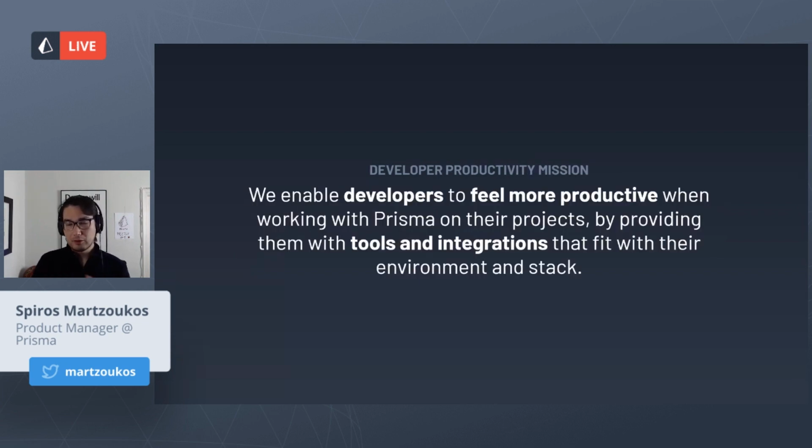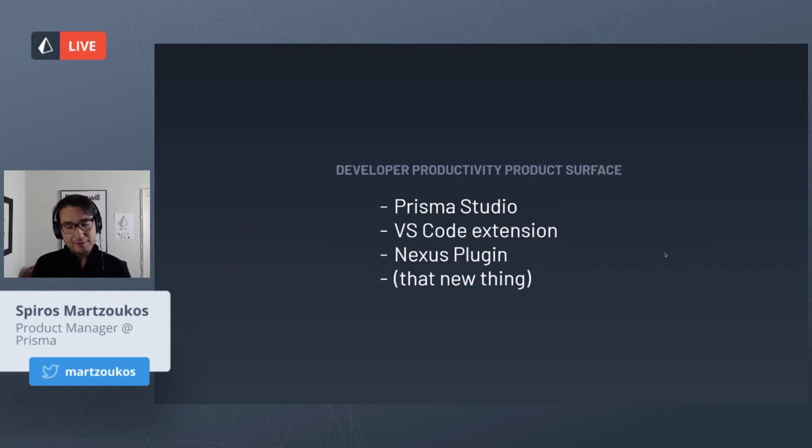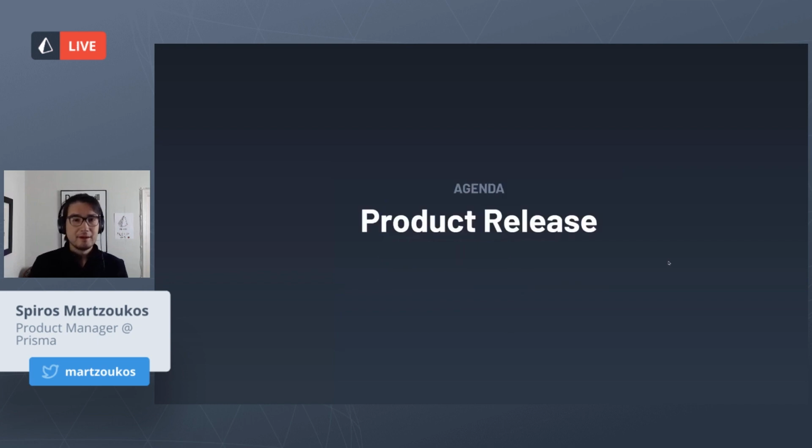Our mission, if I can connect the team with what I'm going to show you later, is that we want to enable developers to feel more productive when working with Prisma on their projects by providing them with tools and integrations that fit with their environment and stack. In more concrete terms, the products and features that we are maintaining and building are Prisma Studio, which you all know and use to browse your data locally, the VS Code extension, the Nexus plugin, and there's also this new thing that I'm going to talk to you about.